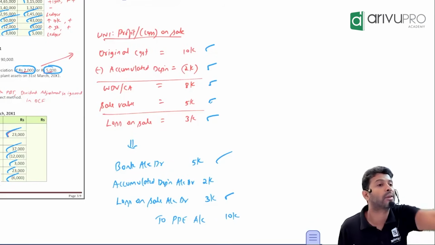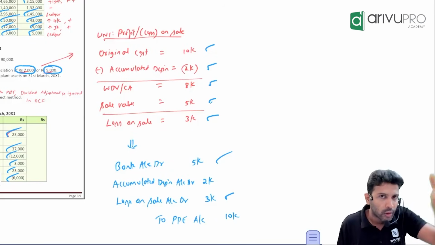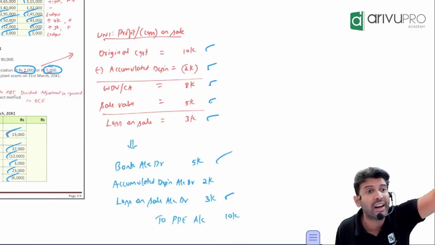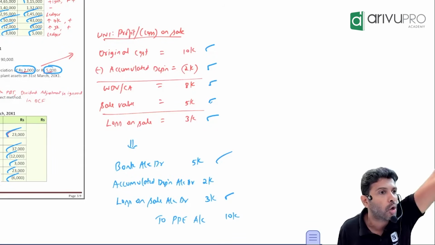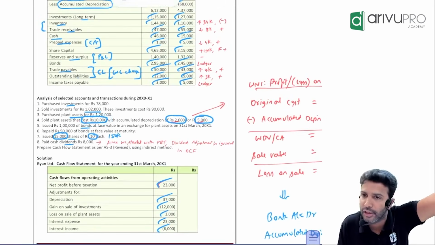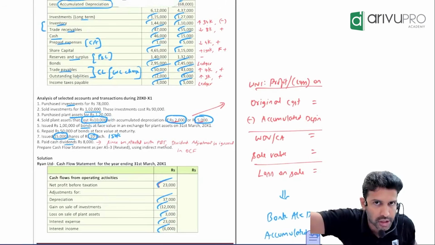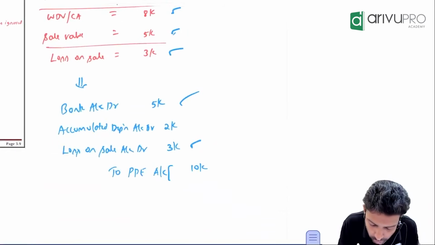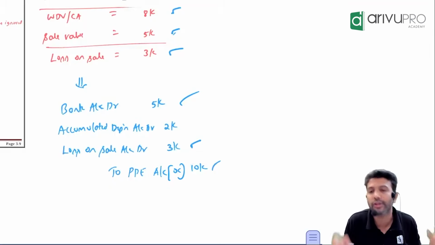Now this ties with our concept also. What concept? Whenever the provision for depreciation method is maintained, the asset's ledger will always be maintained at original cost. What was the original cost of the asset sold? 10,000. If the asset is shown at original cost, you also need to cancel at original cost. Hence PP we credit at original cost of 10. That way also it will match.